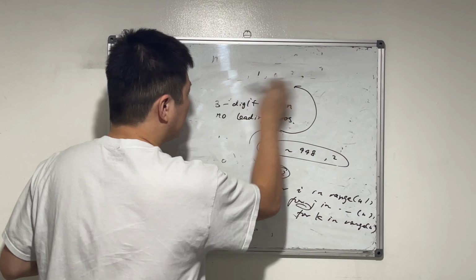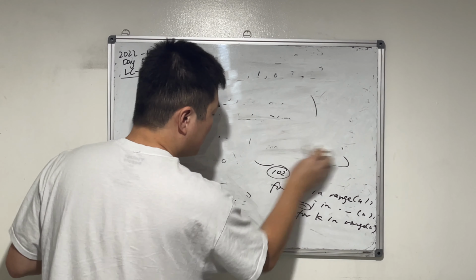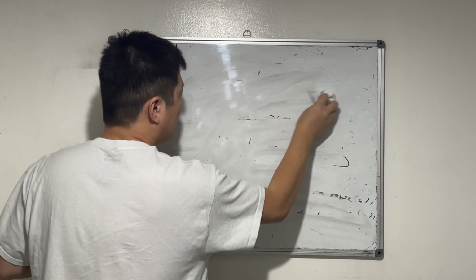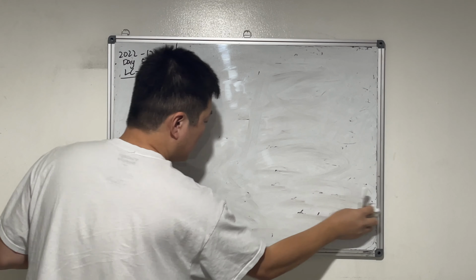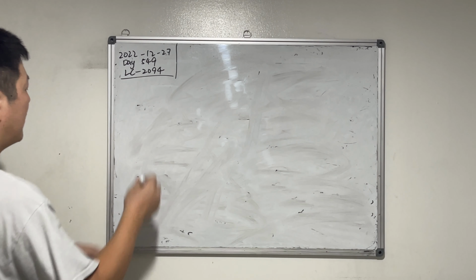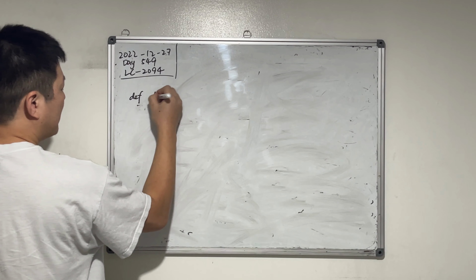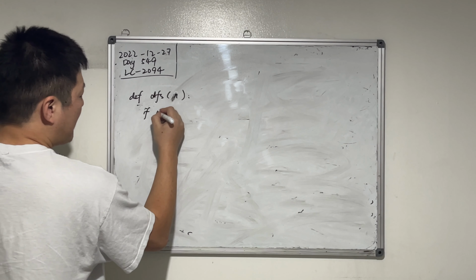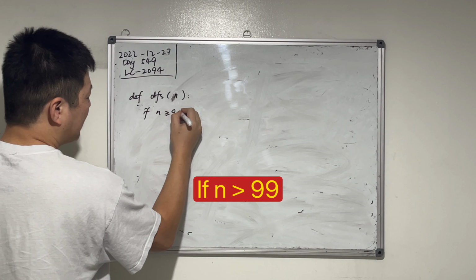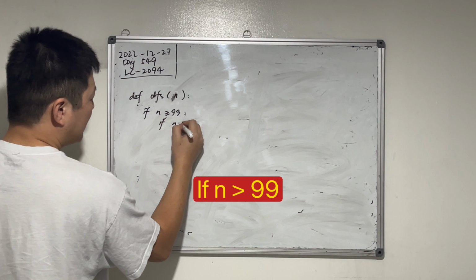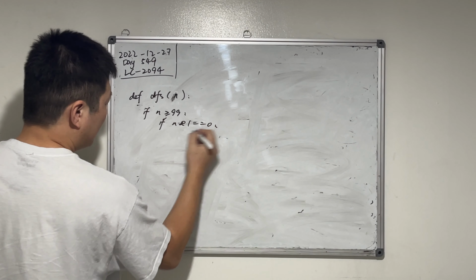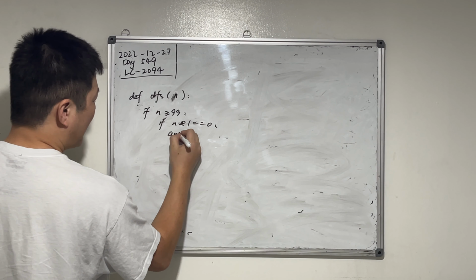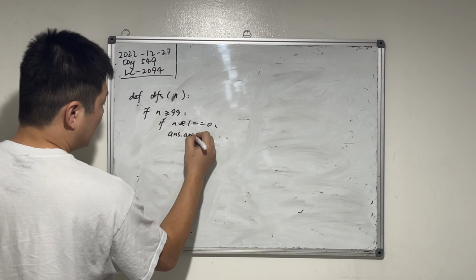About the breadth search, how do we implement the breadth search? Anybody? Breadth search. Oh yeah, Q. Q, okay? No, depth search first. Define depth search. Recursion, yeah. If n is bigger than or equal to 99, we need to check if n is an even number, and if it's an even number, we push this answer, append.